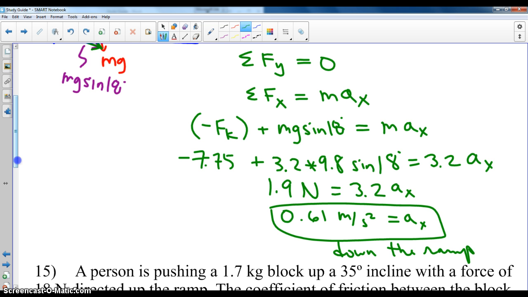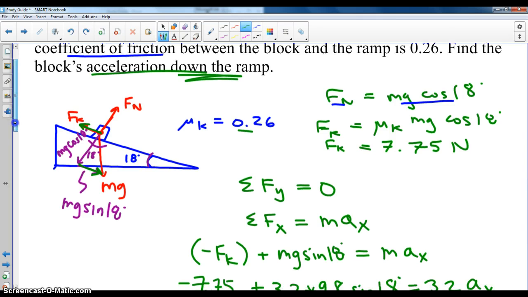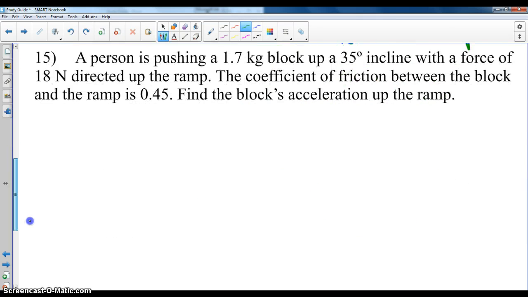You don't really need to write down the ramp because the problem said find the acceleration down the ramp. That was given. Okay. That's all we have time for right now in this video.